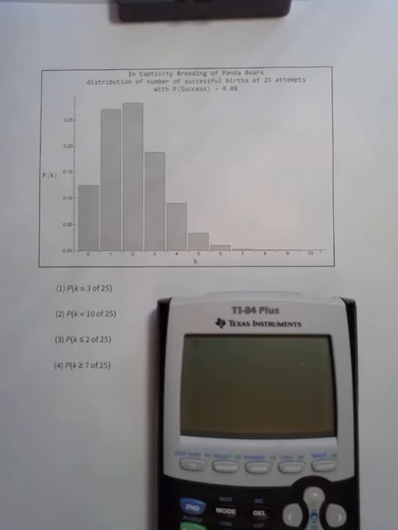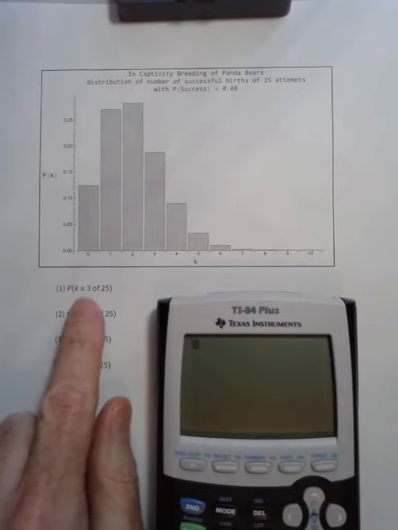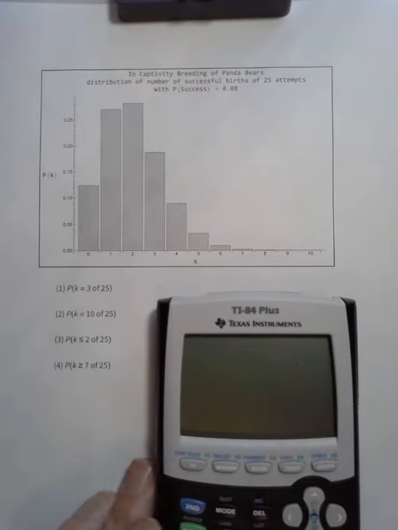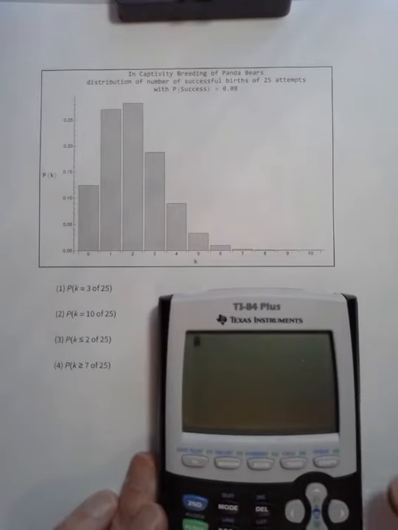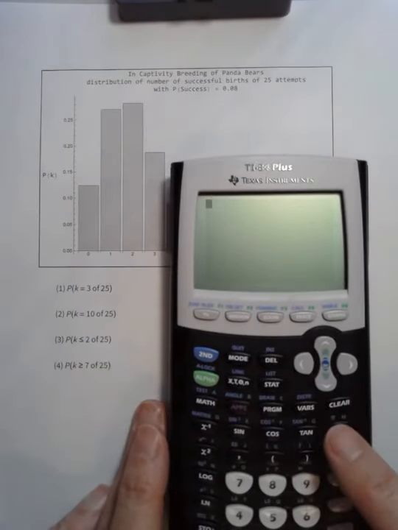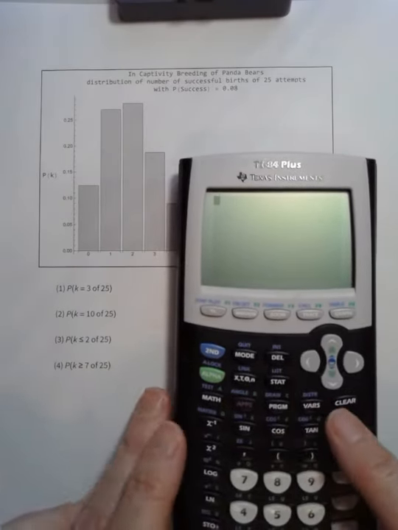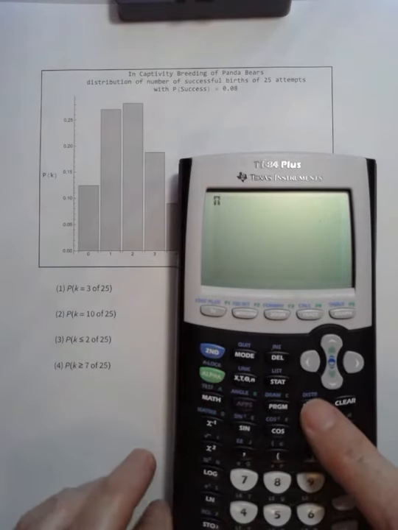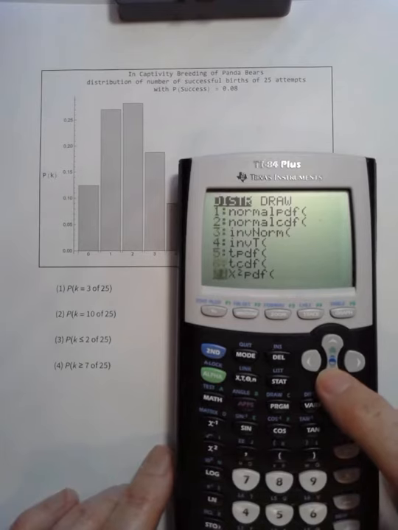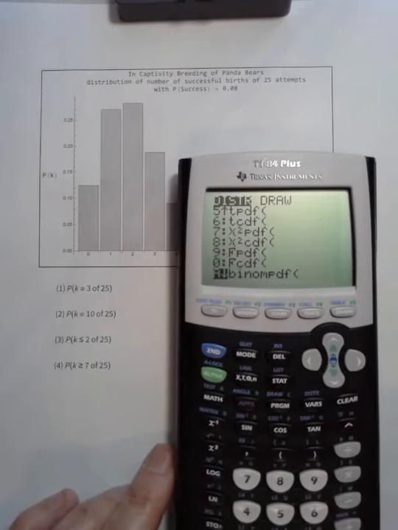So let's start with the first example, the probability of getting exactly 3 successful births out of 25 attempts. Well, that's what the function binomial PDF is for. We can find it on the TI84 under the distributions, where we find normal distribution and many other functions. So to get there, it's second vars, or second distributions, and we cursor down until we get to binomial PDF for probability density function. In this case, it would be a probability mass function.